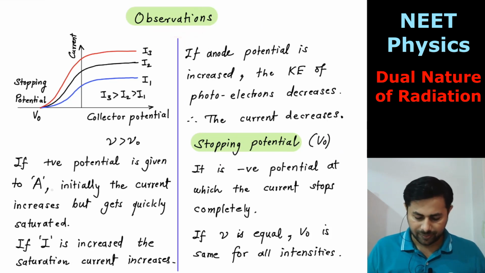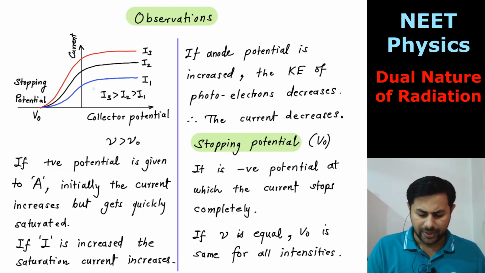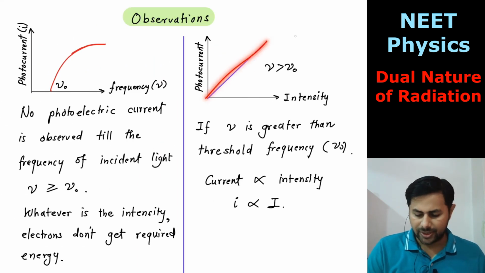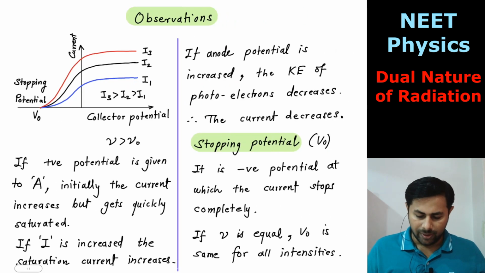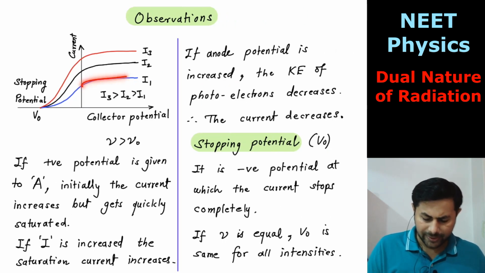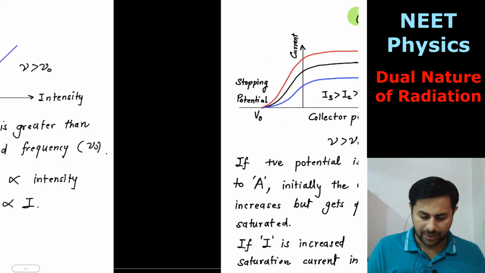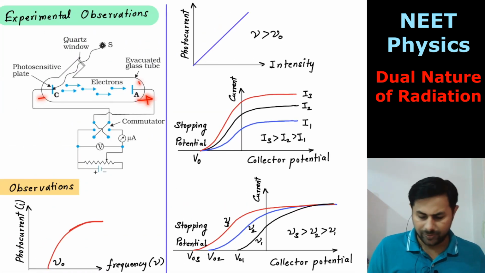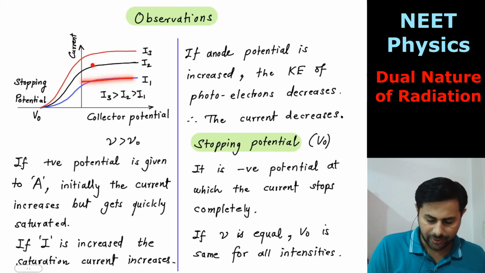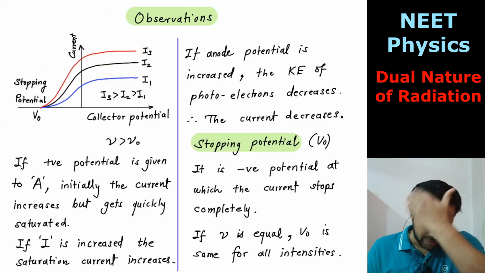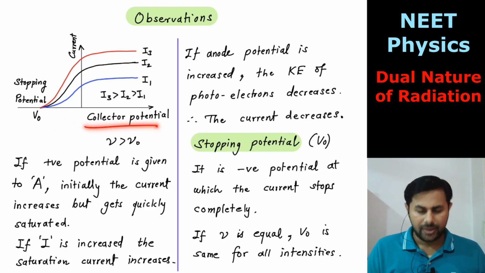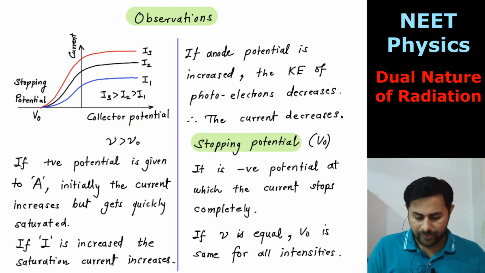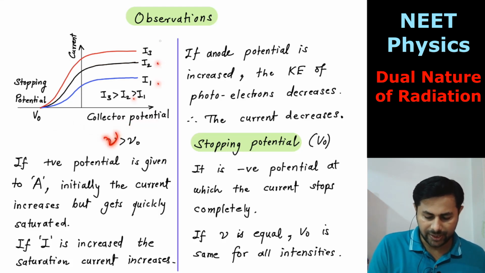Then the third graph. So what does the third graph say? Again, you have seen the current is directly proportional to the intensity. We are using I for intensity. So as the intensity increases and the potential of this anode is positive, then you get more current. But if you make the potential difference negative, then what happens? The frequency is the same here and just the intensity is different.